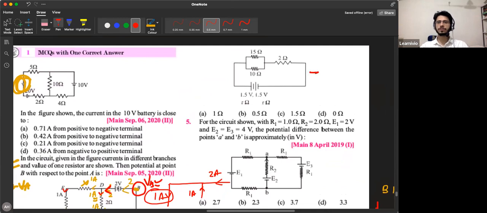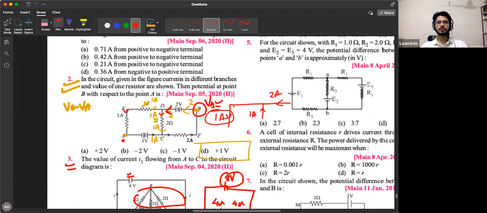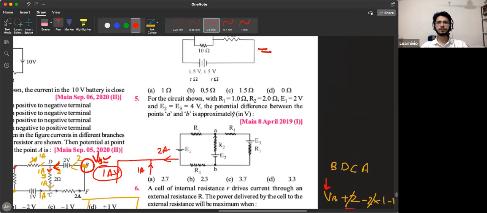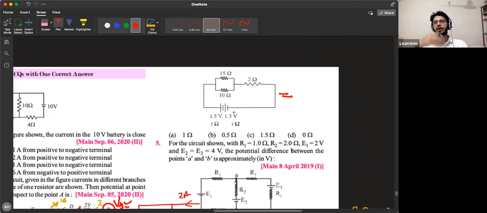Okay, note down this question and tell me what's the correct answer. Ideal voltmeter reads 1.5 volt. That means voltage across the system is 1.5 volt, nothing else. Everyone have written the question? Nabil, Akshay. Yes, sir.